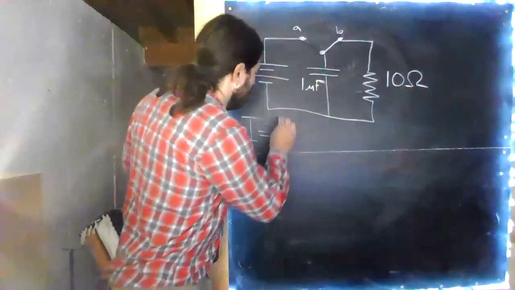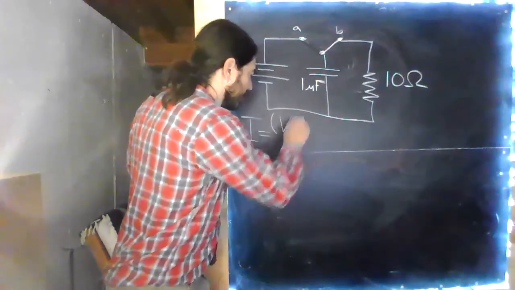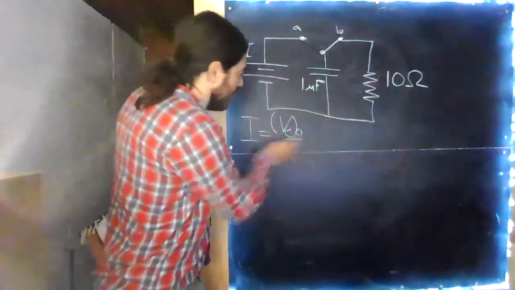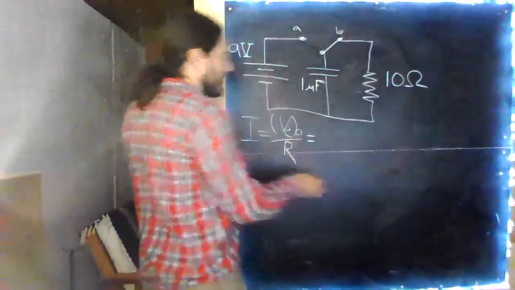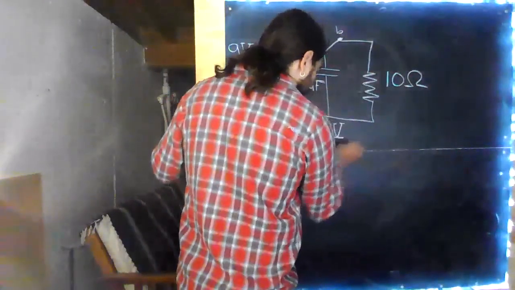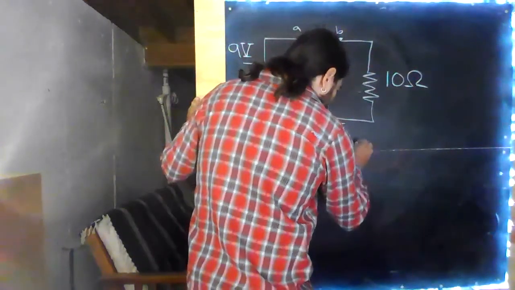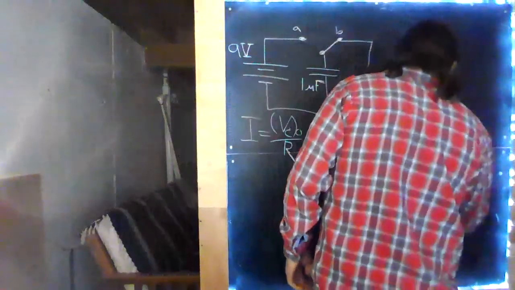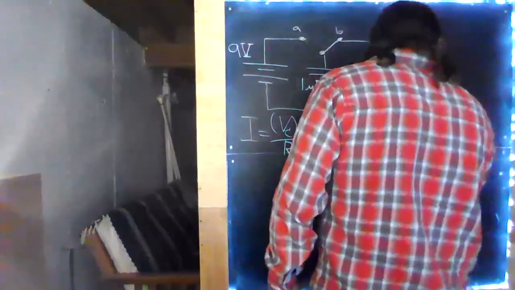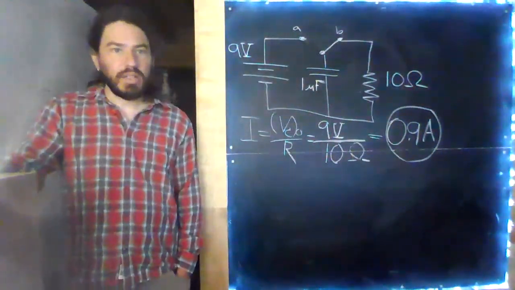I equals the voltage across the capacitor initially divided by the resistance. And so we can just crank this through. And again, initially it's at 9 volts because it was fully charged, divided by 10 ohms. And we get 0.9 amps. Not too bad.